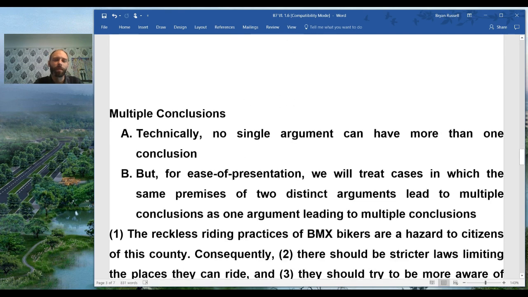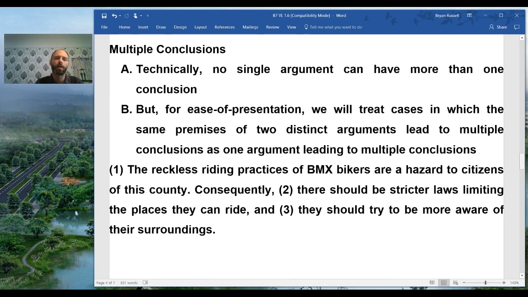All right. So now let's look at the final piece that we're given, the final pattern that we're given for arguments. So the final pattern is called multiple conclusions. So recall 1.1 in the text told us that no argument has multiple conclusions. Every argument has just one conclusion. And the text still goes with that.